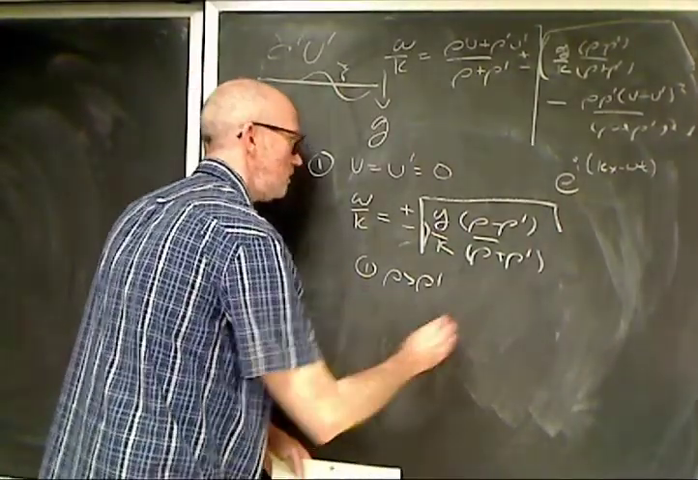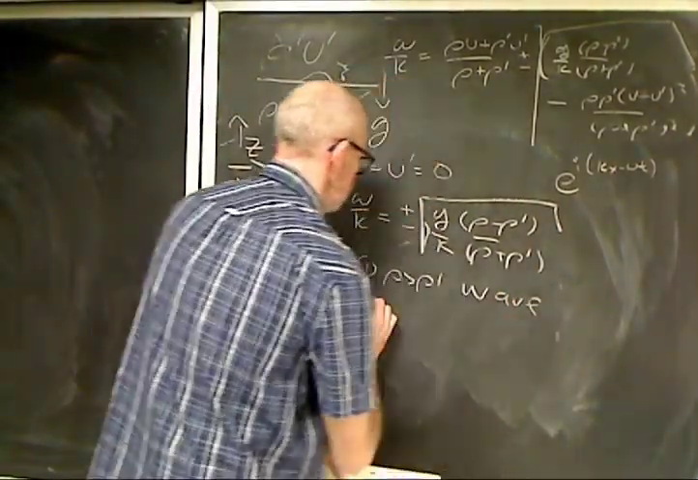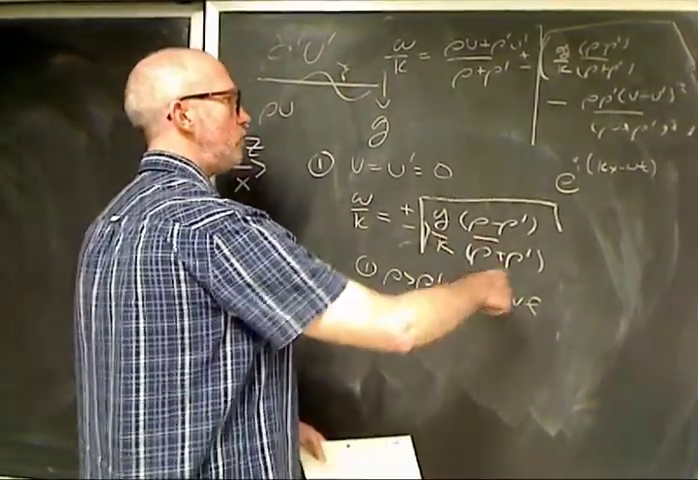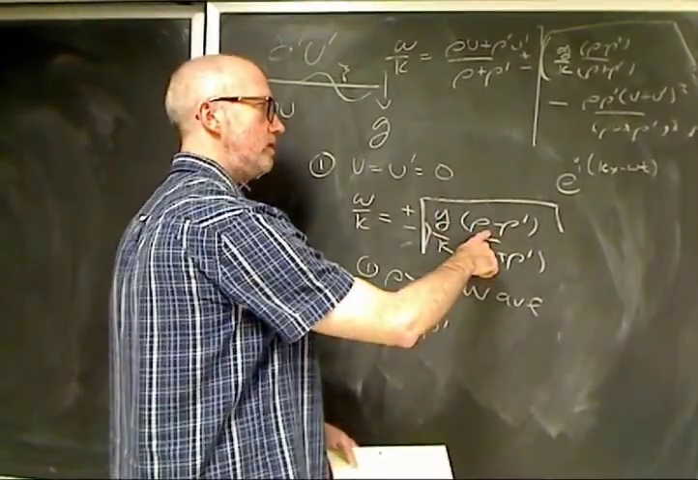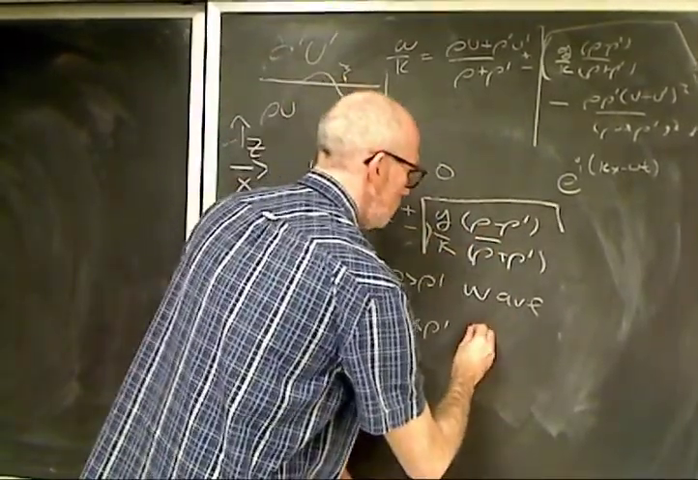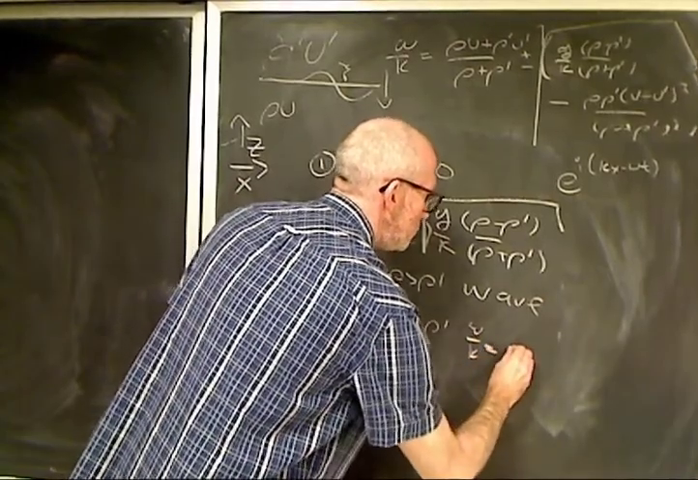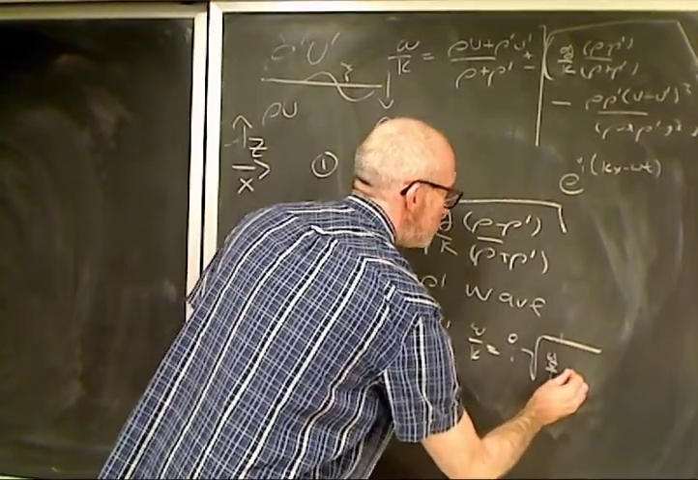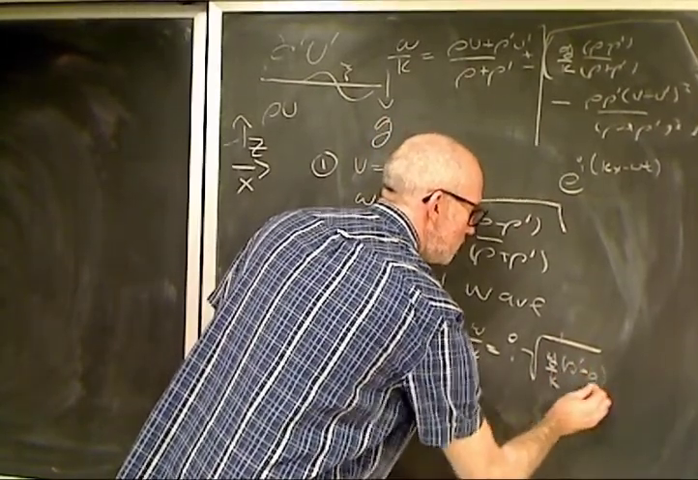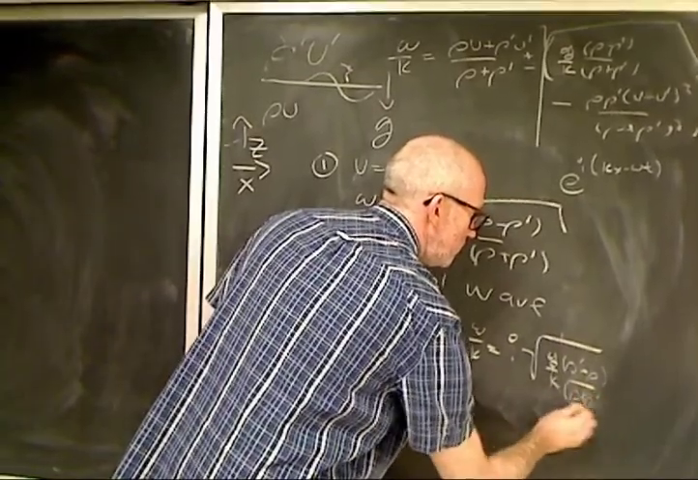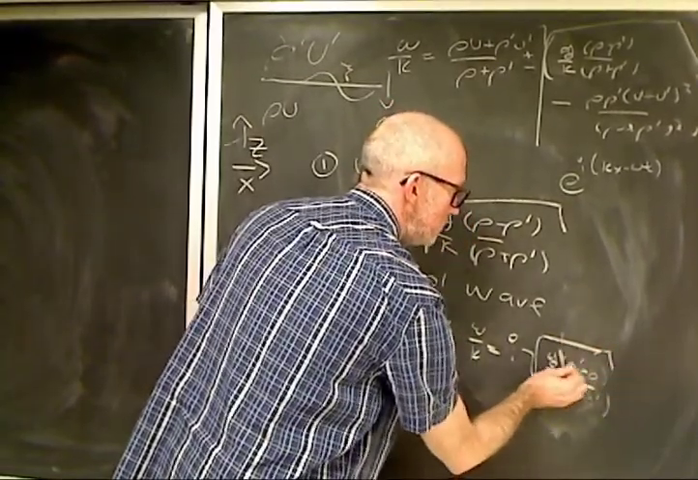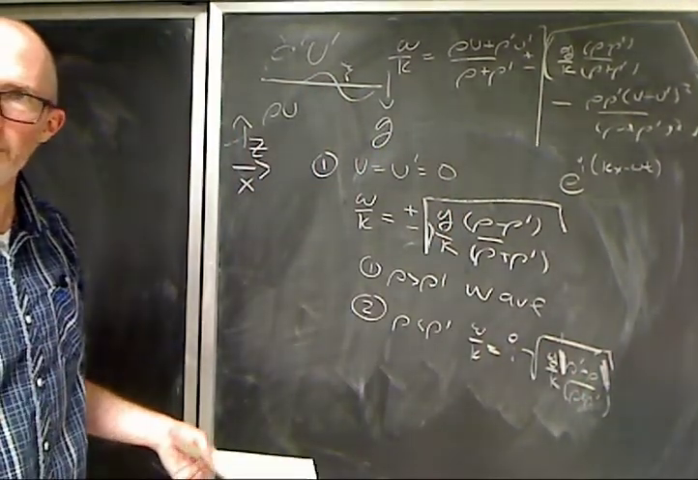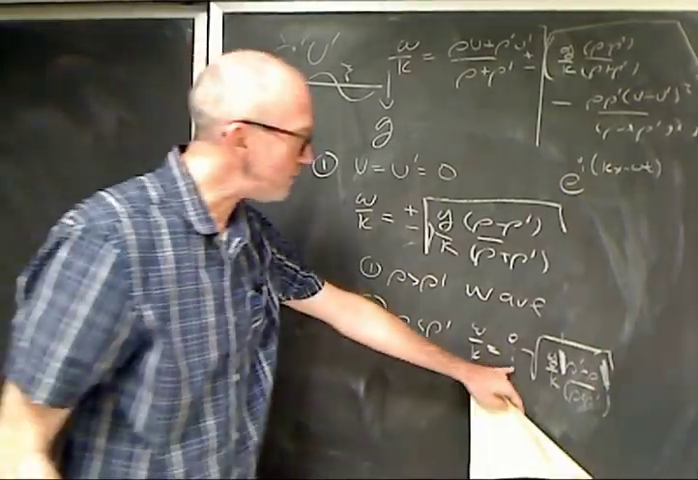Now, second, if rho is less than rho prime, then this whole term is imaginary because this term is negative. So omega over k equals i times the square root of g over k times rho prime minus rho over rho plus rho prime. Let's put an absolute value here, just to be clear that we need the absolute value of that part. I switched the terms, but that's what I mean.